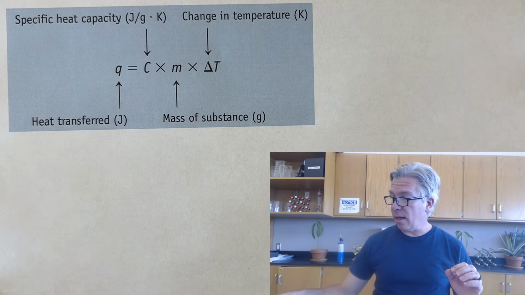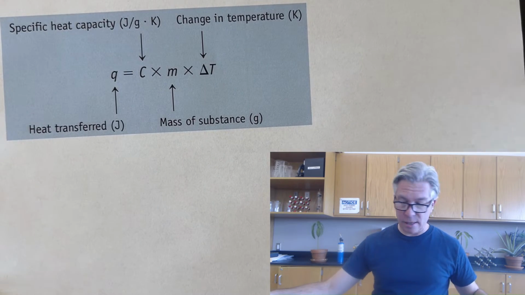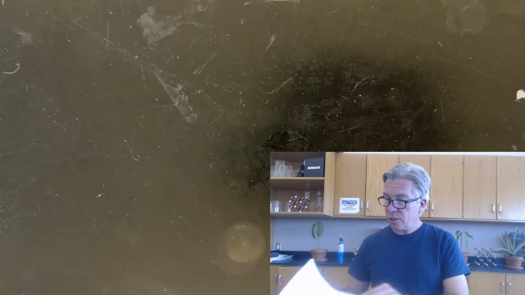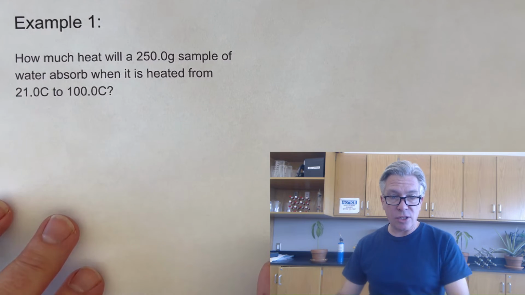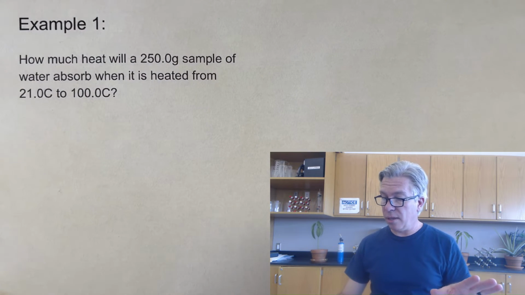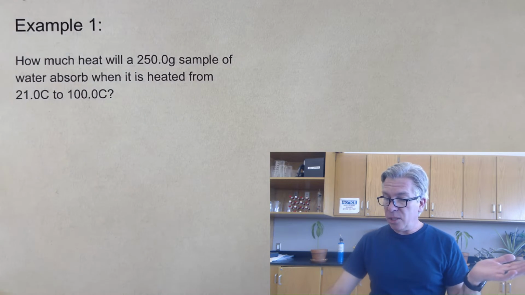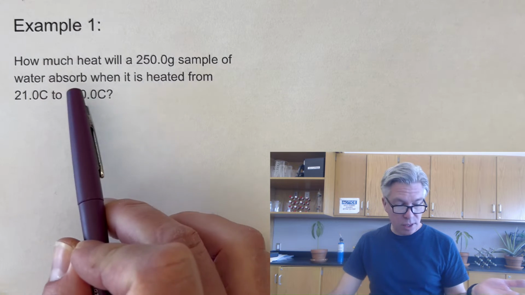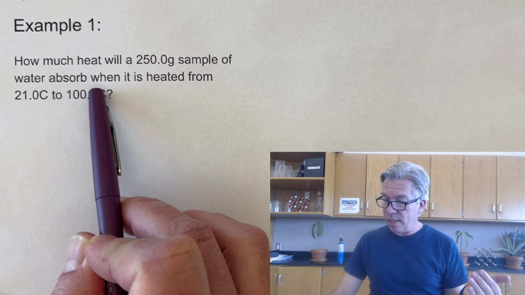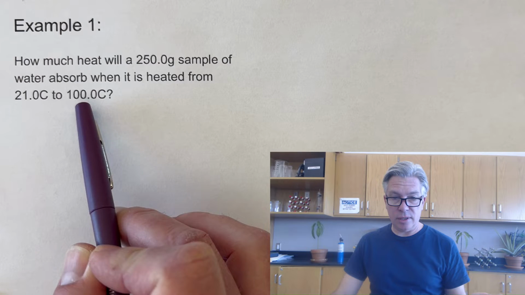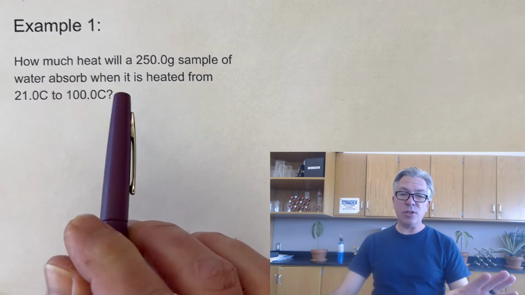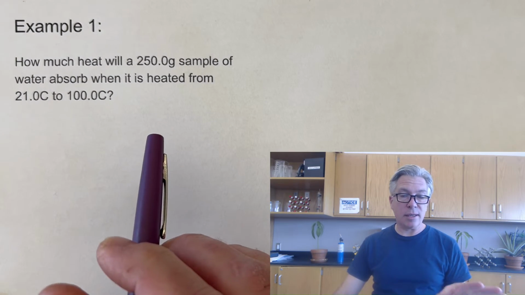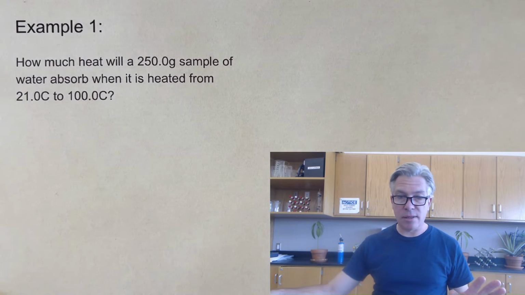Okay? And let's start in with a quick example. And I'll show you the example first, and I'm going to show you a strategy I'm going to try to teach you as well. Example 1. How much heat will a 250-gram sample of water absorb when it's heated from 21 to 100? Now, you're going to see in this kind of a unit a lot of word problems, and there's lots of numbers in them and things like that.